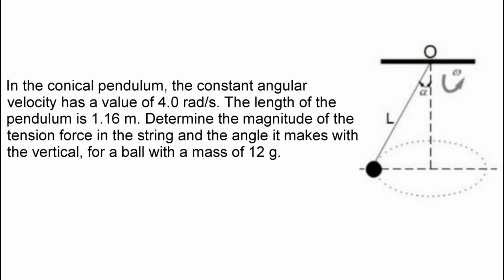In the conical pendulum, the constant angular velocity has a value of 4 radians per second. The length of the pendulum is 1.16 meters. First, determine the magnitude of the tension force in the string and the angle it makes with the vertical for a ball with a mass of 12 grams.